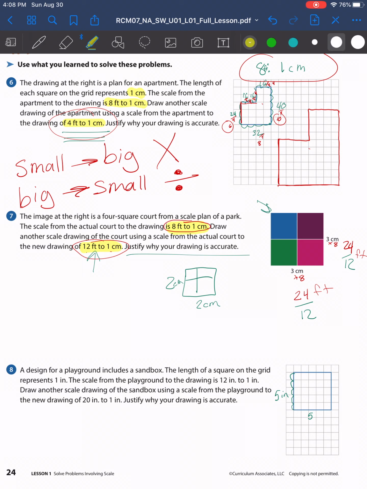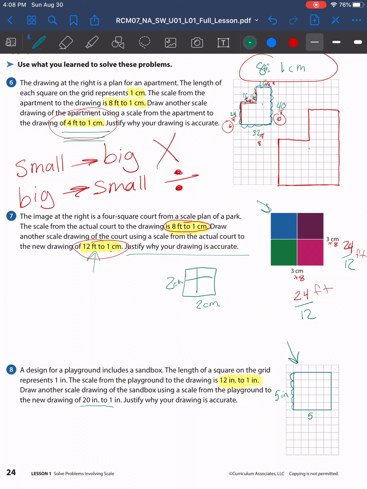That's great. I love it when they give us unit rates. Got a 1 in there. So that means for every 1 inch on this little drawing, it's actually 12 inches in real life. Now draw me a new scale drawing of the sandbox using a scale from the playground to the new drawing of 20 to 1. Okay, same thing we've been doing this whole time.